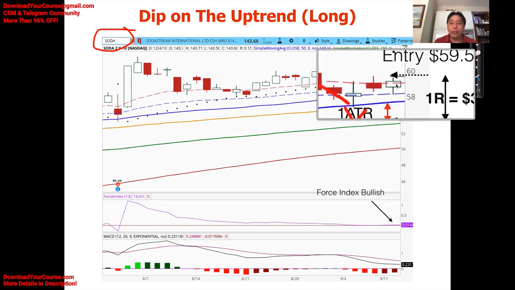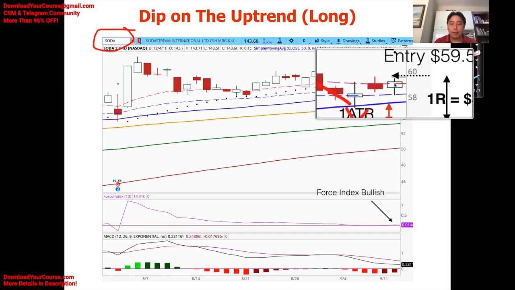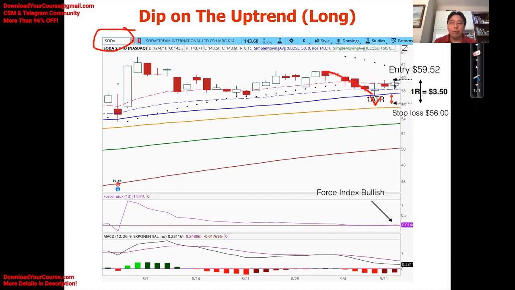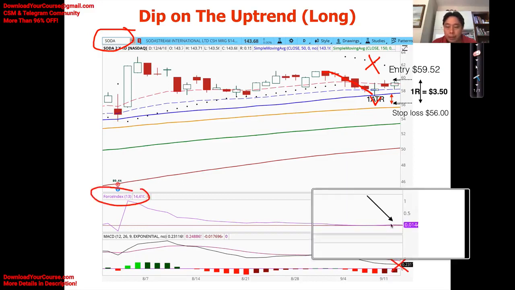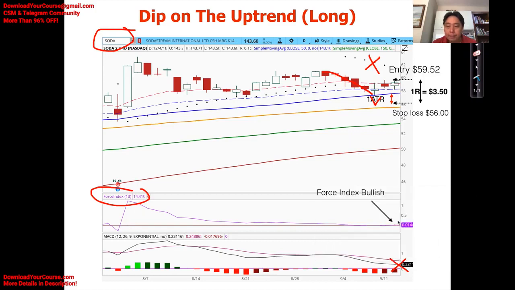Would we enter on this bullish candle? Well, let's check. We need to have one of the momentum indicators be bullish. The parabolic SAR, which are the dots, is still bearish, so that's a no-no. The MACD is still bearish, that's a no-no, but you can see that the Forex index has already crossed bullish slightly, so we've got 1 out of 3 conditions met. So this means the close of this candle would be a valid entry point.